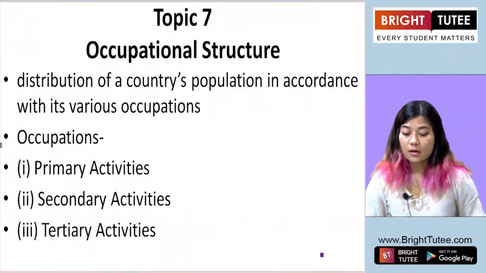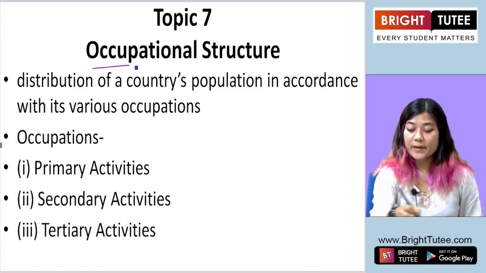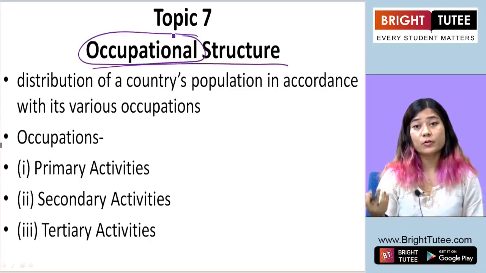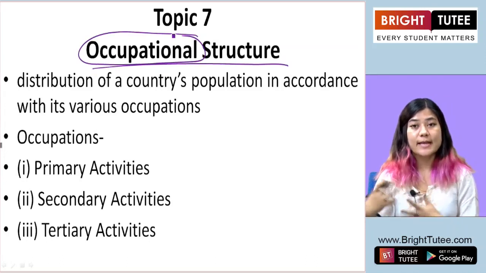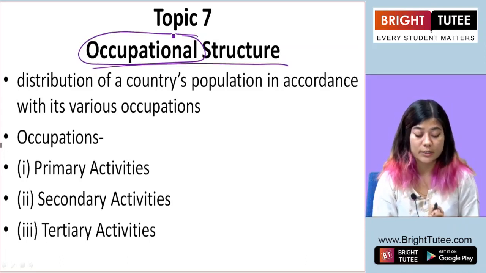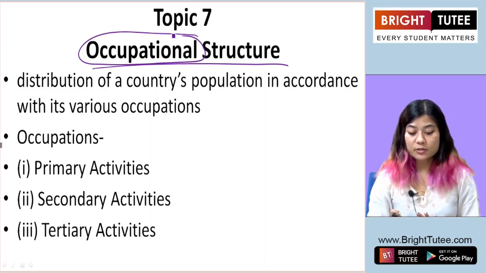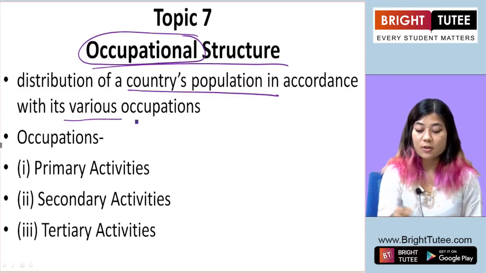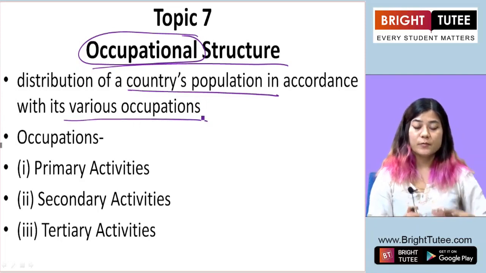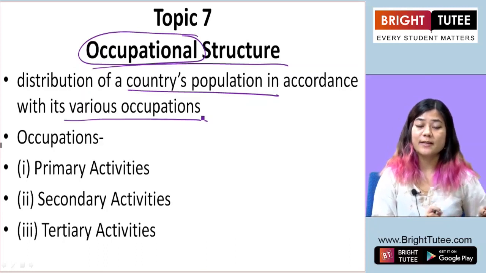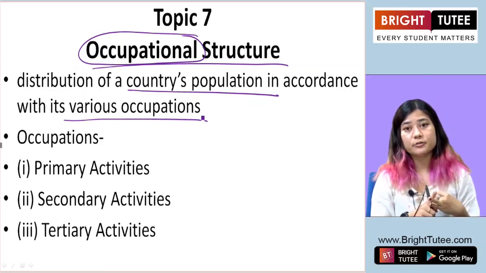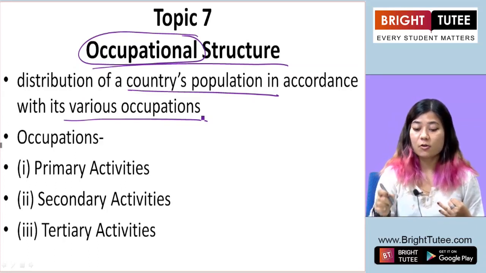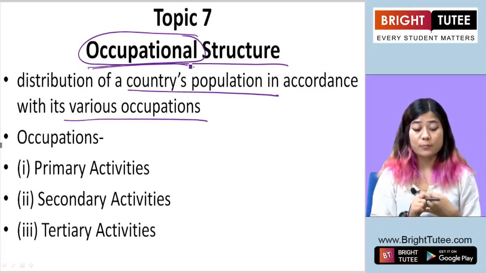The next topic: occupational structure. Now we'll look at the various occupations of the people and how they help in the understanding of population. The distribution of a country's population is also in accordance with the various occupations that they do. So we saw that the population can be divided according to sex and according to age. Now here we'll see that population can be divided according to their occupation as well.